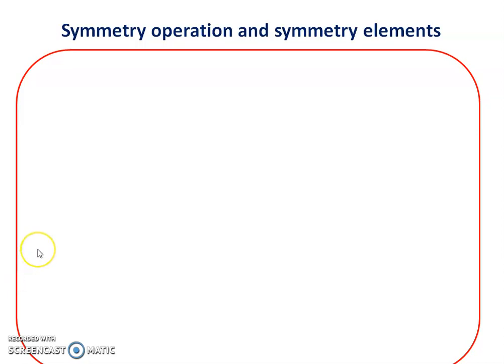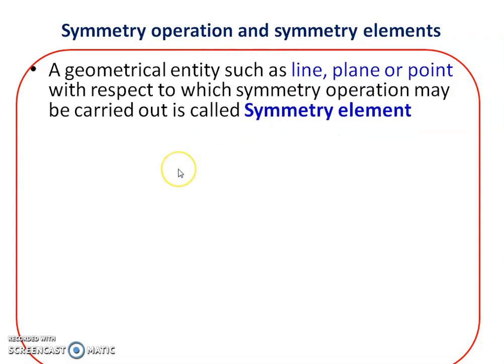Now, what is symmetry operation and symmetry elements? A geometrical entity such as a line, plane, or point with respect to which symmetry operation may be carried out is called a symmetry element. So symmetry element is actually a geometrical entity. It can be a line, a plane, or a point, and with respect to this line, plane, or point, symmetry operation is carried out. That is called a symmetry element.